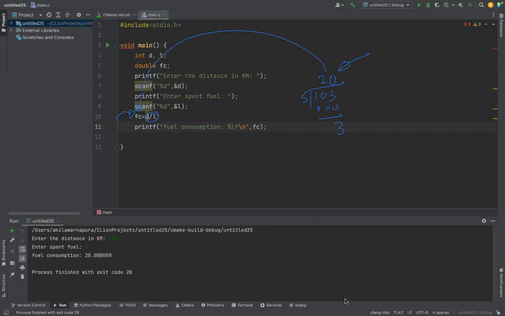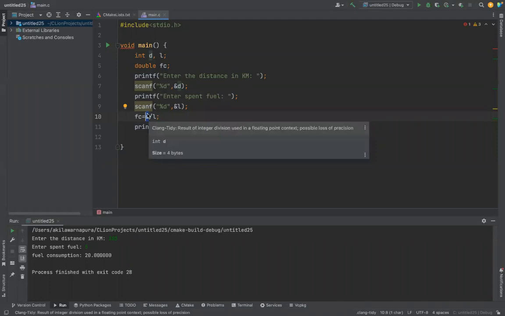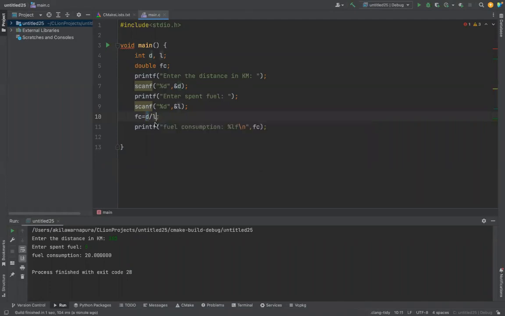So if you want to get the floating point numbers, when you are dividing, one side should be float. That means either D should be float or double, or otherwise L should be float or double. It should be a floating point number. So what you can do, you can simply convert one side to the float or double. For example, let's say the D, we need to convert to the double. So in front of the D, you can open and close the bracket and put float or double.